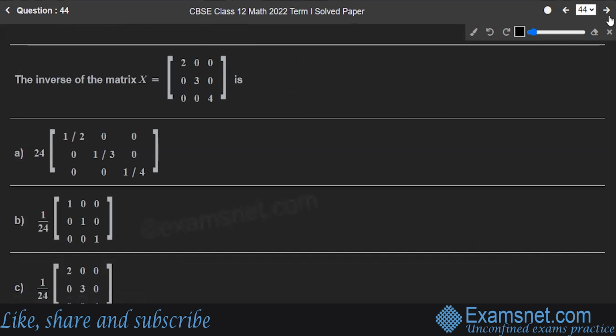Next, question number 44. The inverse of the matrix X, which is given by this, is, so simple as that. Let's find out the inverse of this matrix. See, this is a diagonal matrix because all the elements except the diagonal elements are 0. And the inverse of a diagonal matrix is very simple to find. It is obtained by replacing each non-zero element by its reciprocal.